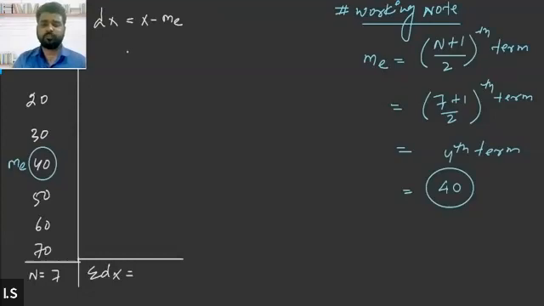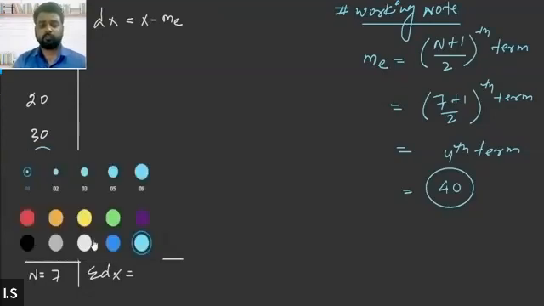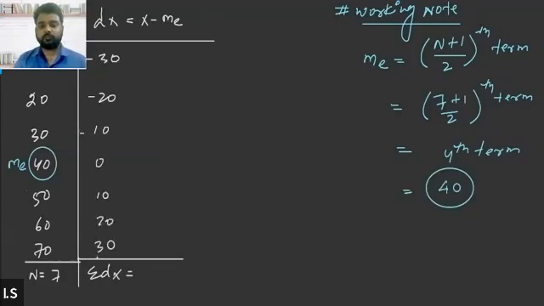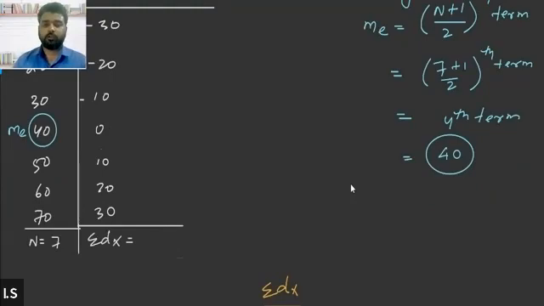Now we need to find out the dx. In order to find dx, we will be subtracting the median value from each item. So 10 minus 40 is minus 30. Then 20 minus 40 is minus 20. Then minus 10, then 0, 10, 20, and 30. Right? Yes, sir. Okay. Now we will add all these values. So it will be minus 30, minus 20. I think it will be 0 now. This is going to be 0.